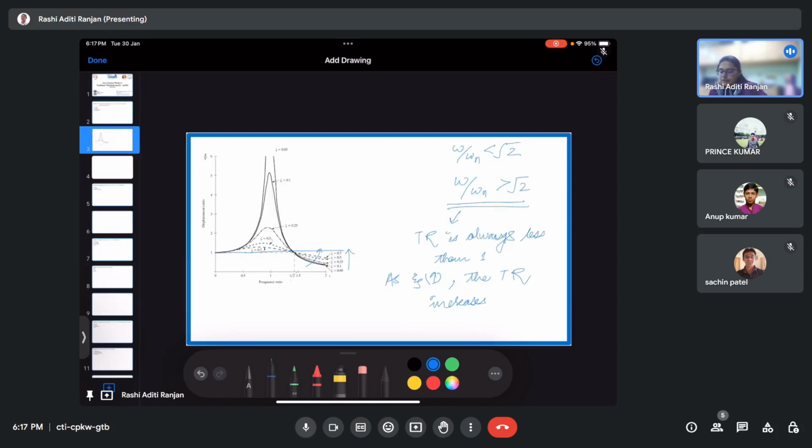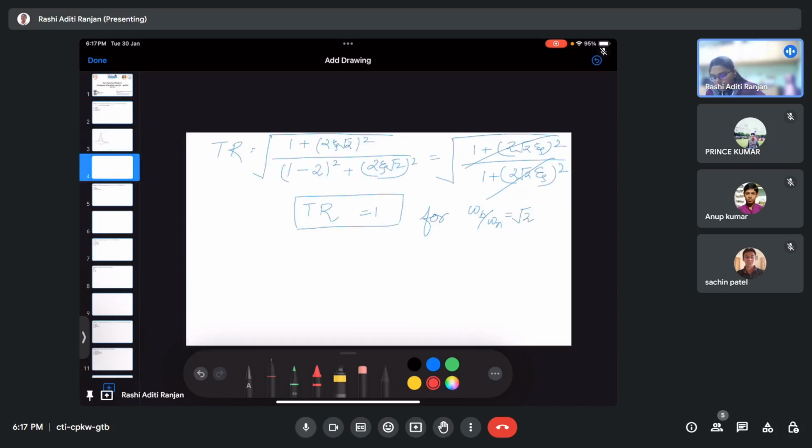Well, it is evident from the figure as well, as you can see here, that for under root 2, the transmissibility ratio is 1. And from the formula, you can see that in this case, whatever be the damping constant value, it won't matter, right? Be it 1, be it 1000, be it 0, it won't matter. The transmissibility ratio is always going to be 1. Now, what does this physically mean?